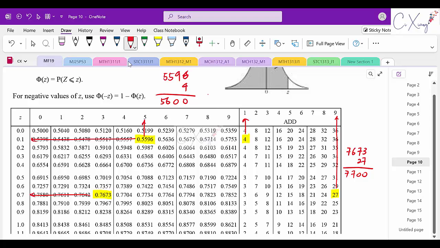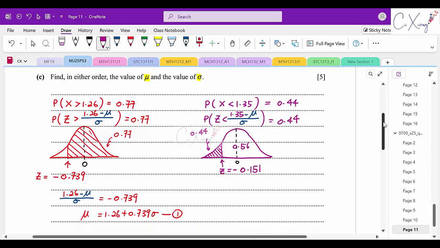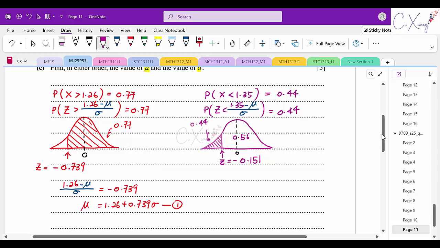0.151. Then for the Z here, this is 0.151. But is this value positive or negative? So again, refer to your diagram one more time. The center line is 0. This Z is before the 0. Therefore, it should be a negative value. So negative 0.151.